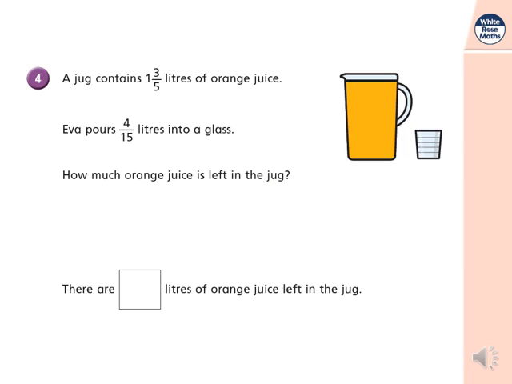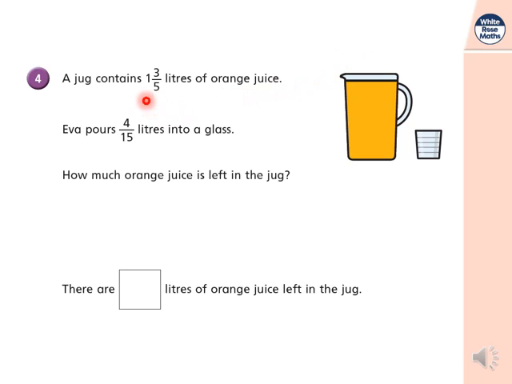Let's have a look at this question. A jug contains 1 whole and 3/5 litres of orange juice. Eva pours 4/15 of a litre into a glass. How much orange juice is left in the jug? Pause the video and have a go.